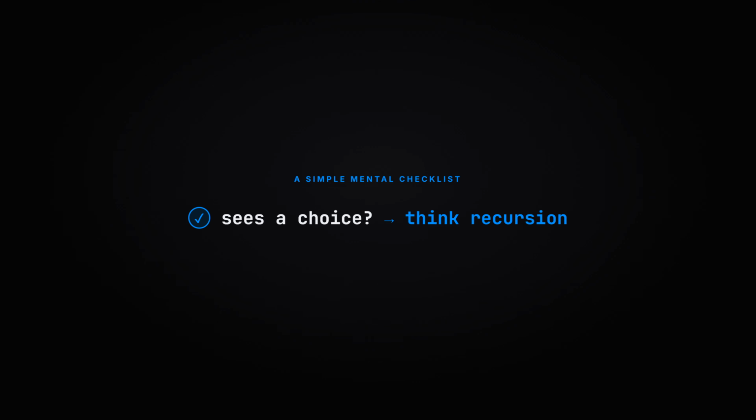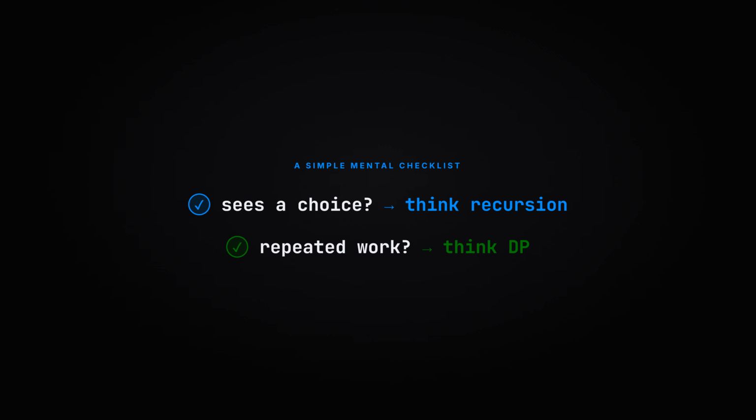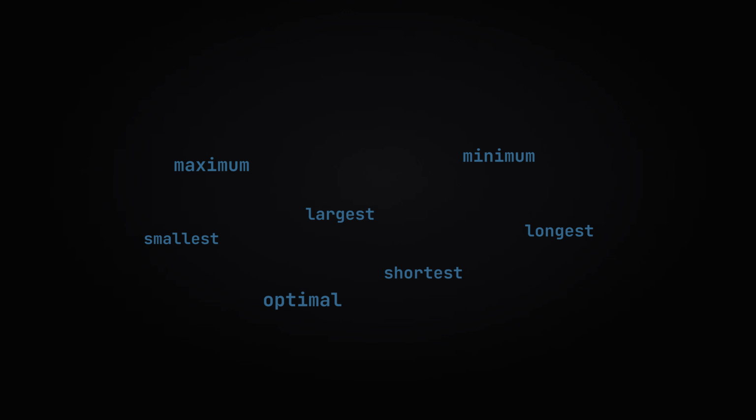If the problem involves choices, think about recursion. If that recursion leads to repeated work, think about dynamic programming. The second signal is optimization. Most dynamic programming problems ask you to find the best possible answer. For example, maximum profit, minimum cost, largest value, longest sequence, shortest path. Whenever words like minimum, maximum, largest, smallest, or optimal appear in the problem statement, DP should definitely cross your mind.